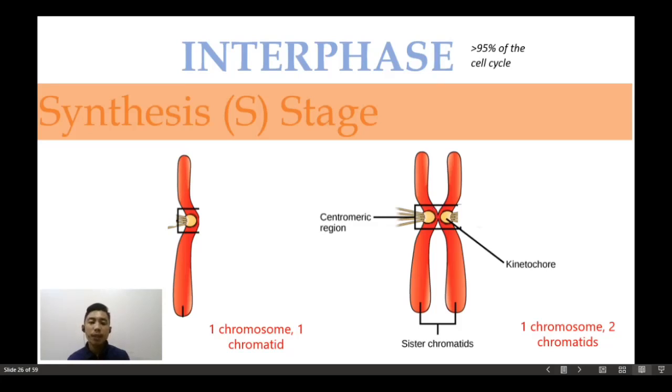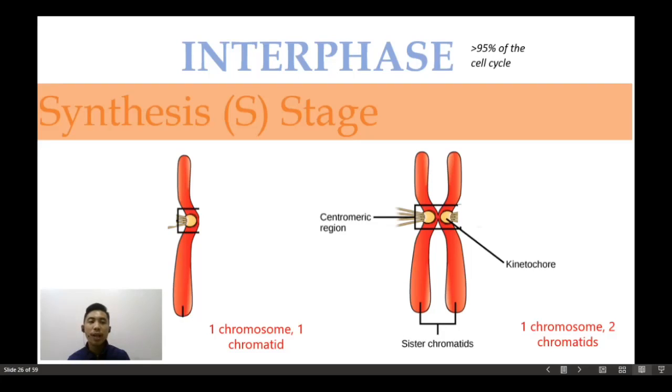Aside from the centromere region, the chromosomes also have the kinetochore, which we will discuss later on as we proceed with the discussion on the cell division phase. Okay?